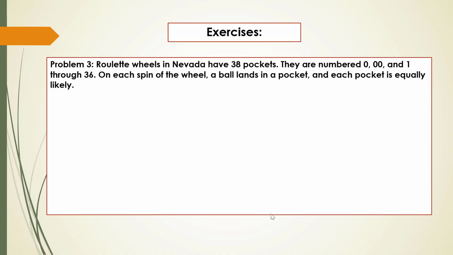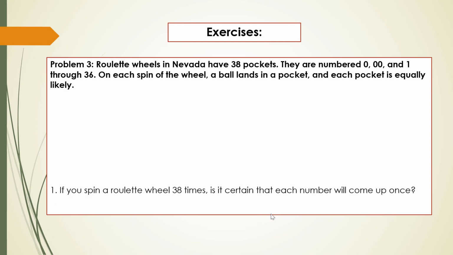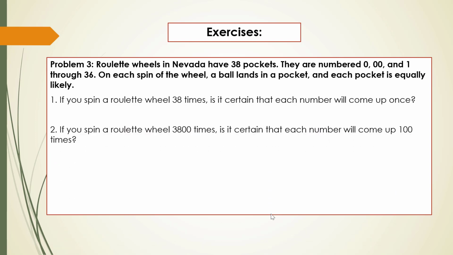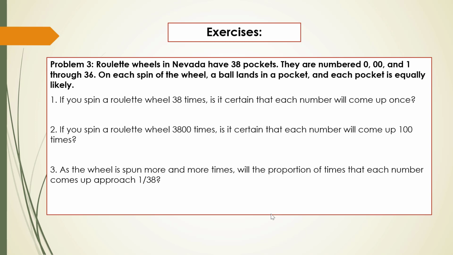Now problem number 3. Roulette wheels in Nevada have 38 pockets. Their numbers are 0, 00, and 1 through 36. On each spin of the wheel, a ball lands in a pocket, and each pocket is equally likely. First, if you spin a roulette wheel 38 times, is it certain that its number will come up once? Number 2, if you spin a roulette wheel 3800 times, is it certain that its number will come up 100 times? 3, as the wheel is spun more and more times, will the proportion of times that its number comes up approach 1 over 38?